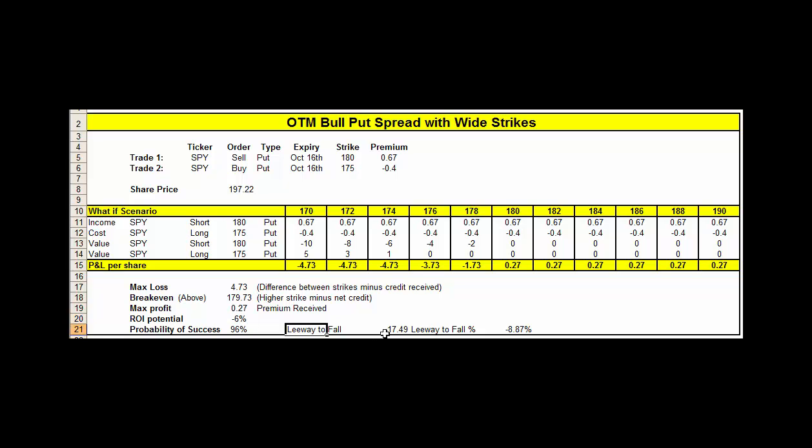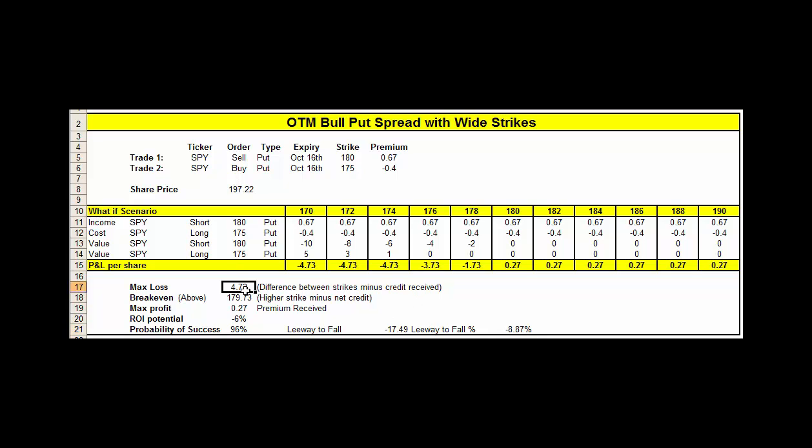And the best part of this trade is our leeway to fall. So the share price could actually fall $17.49, which is 8.87% before we start losing money. Now, on average, the S&P 500 actually only moves about 4% in a month. So for it to move 8 or 9% is a lot. That's why our probability is so high. So we've given ourselves a lot of advantages here.